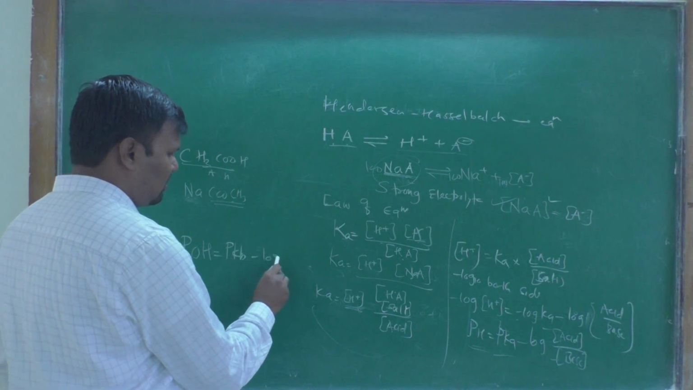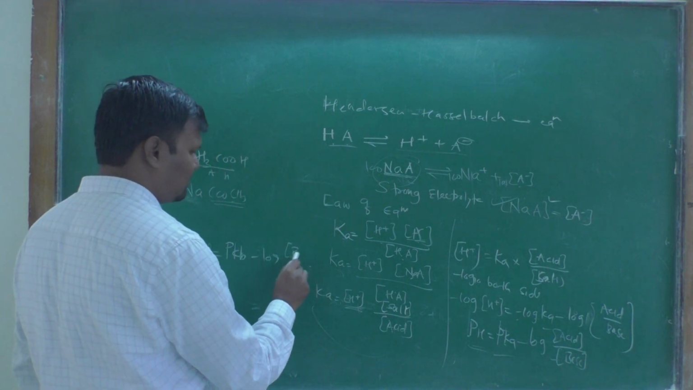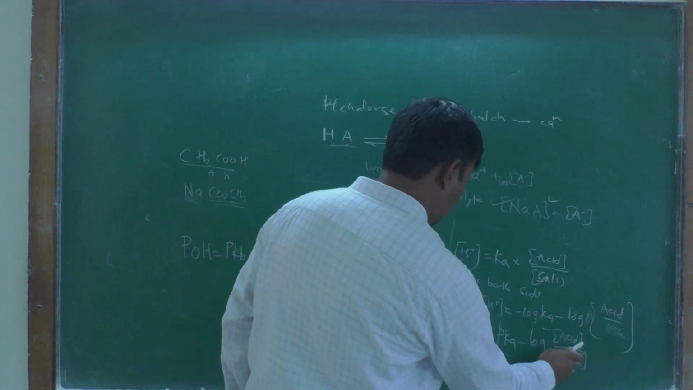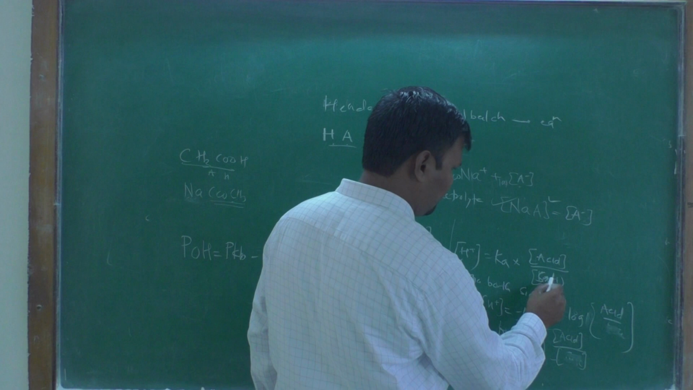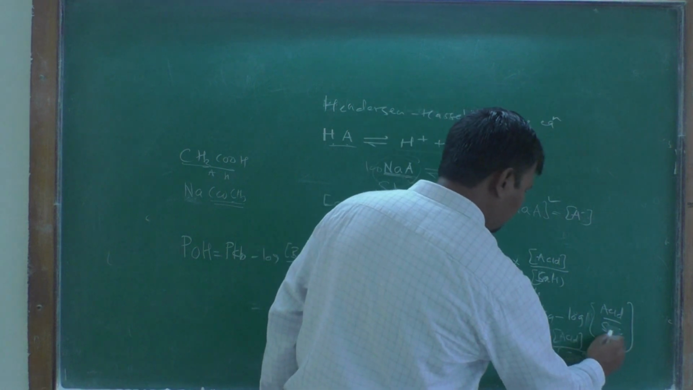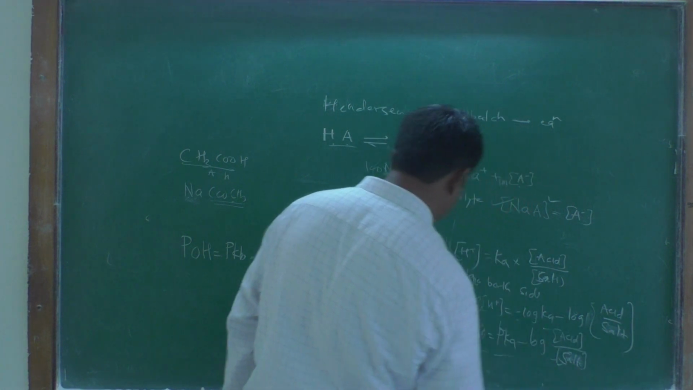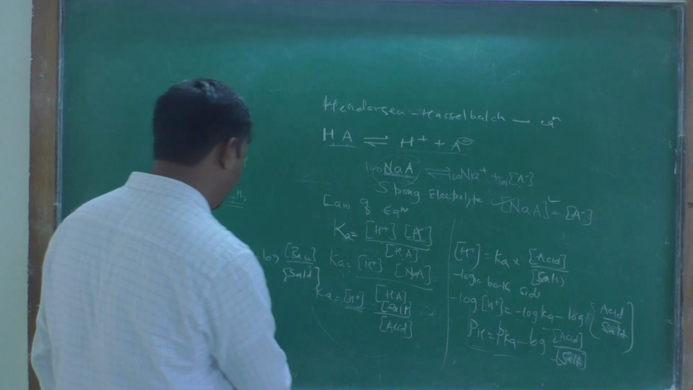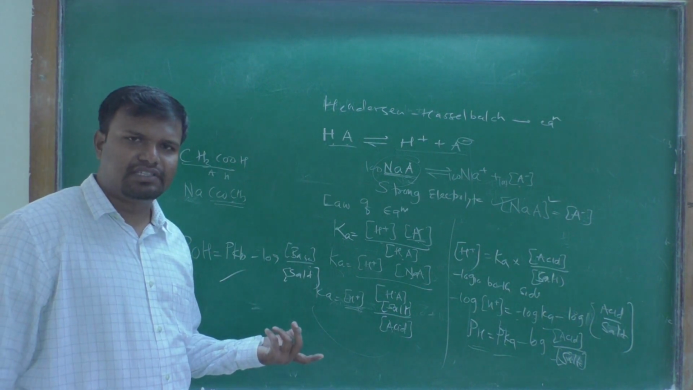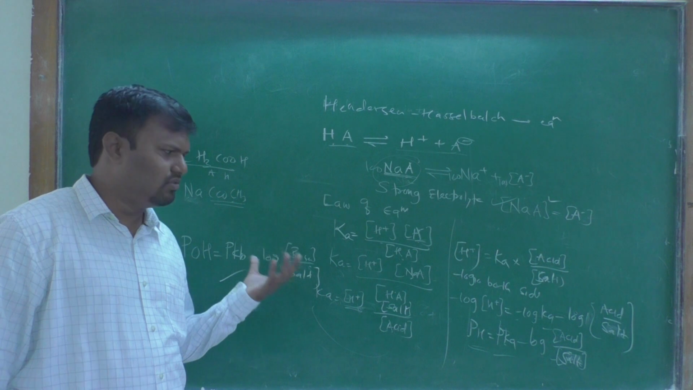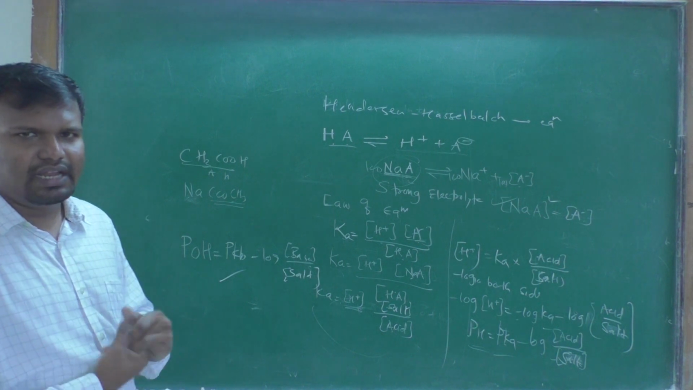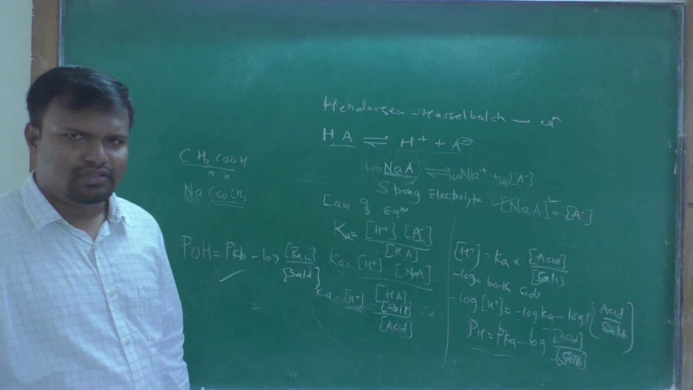For the base, the acid is replaced by the base, and you consider the base upon salt. Therefore, in this case also salt. This equation is for the base and that equation is for the acid. This is the Henderson-Hasselbalch equation. In this lecture we have seen the common ion effect, the buffer solution mechanism, and the Henderson-Hasselbalch equation. Thank you very much.